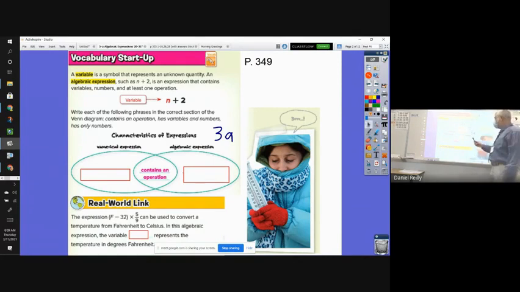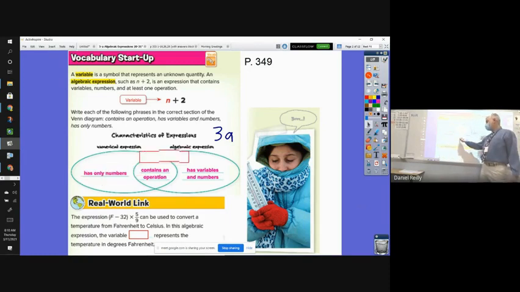Okay, so what's in an algebraic expression that's not in a numerical expression? Variables, okay? So I see what's happening here. Variables and numbers go in this side, because algebraic expressions have variables and numbers. Numerical expressions only have numbers, okay? So that's the difference.